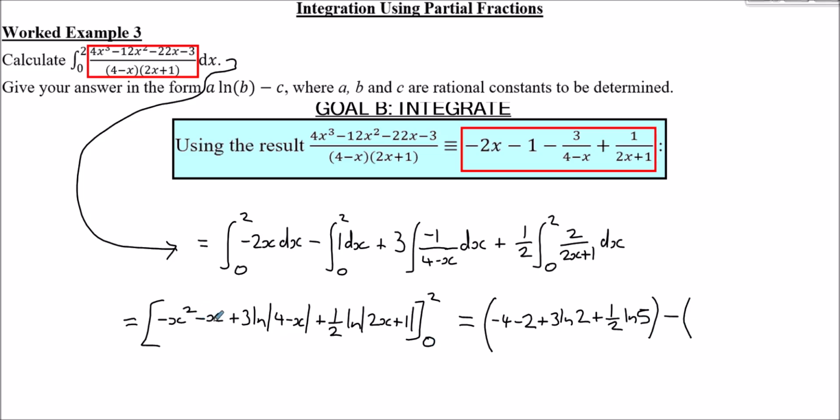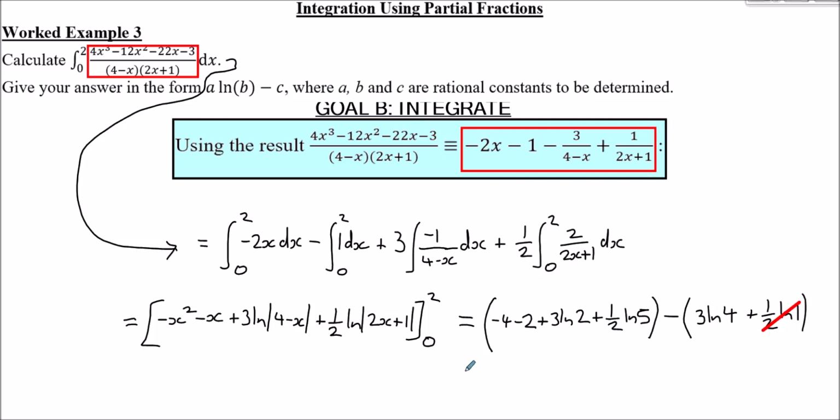minus x squared minus x just becomes 0. I'm still going to get 3 lots ln 4. And this bit will become half ln of just 1. Now, ln 1, well, log to any base of 1 is 0, so we don't even need to worry about this. What we do need to do, though, is to rewrite these in more suitable terms.